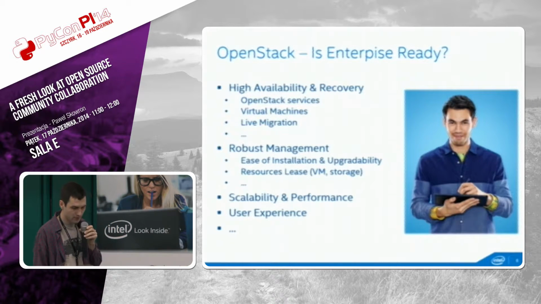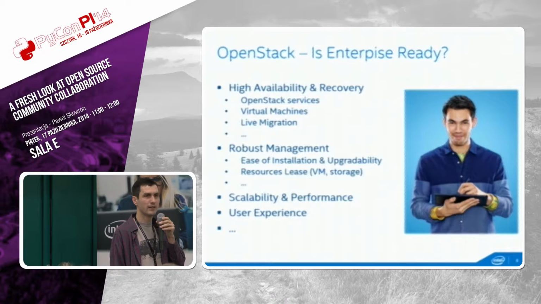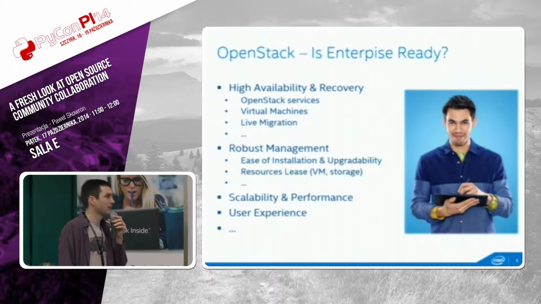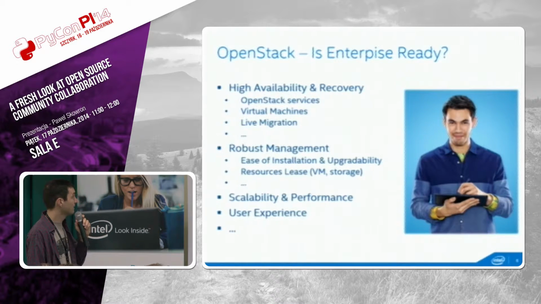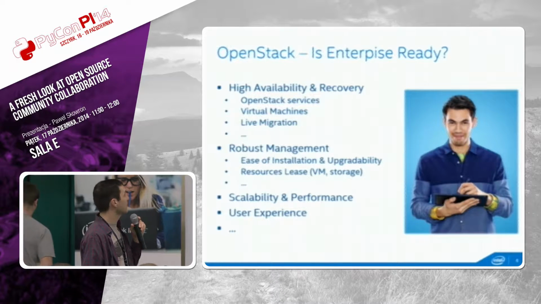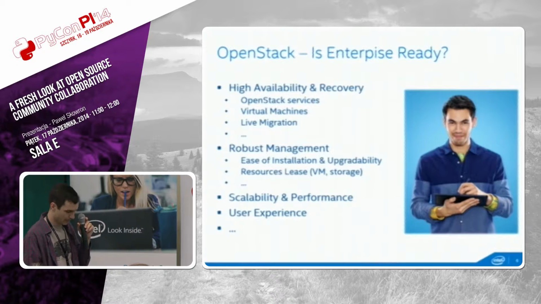Today I would like to look at OpenStack from the maturity perspective. As I said, it's quite a fresh project, founded in 2010. Around 100 features are added to OpenStack each release, so it's growing in terms of maturity. But there are still some areas that need to be improved to let OpenStack be enterprise ready. Just to name a few: high availability, robust management, scalability and performance, but also user experience.